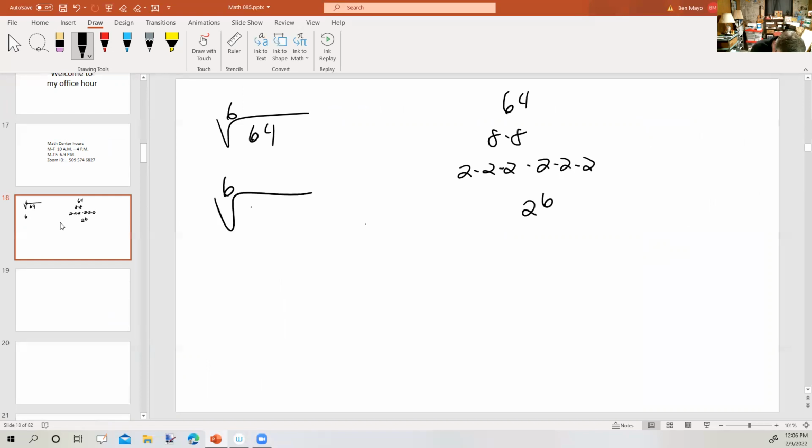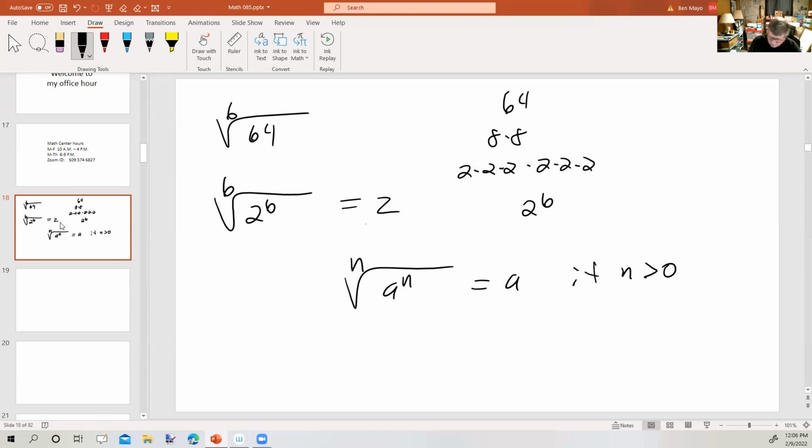Well, what's the sixth root of 2 to the 6th? If the index, or the root, matches the exponent inside, and the base is positive, they undo each other. So the sixth root of 2 to the 6th power is 2. In general, you could say the nth root of a to the nth power equals a if a is greater than 0, my bad, okay?